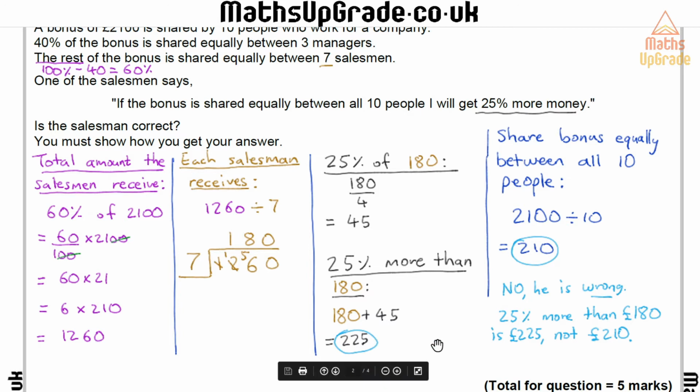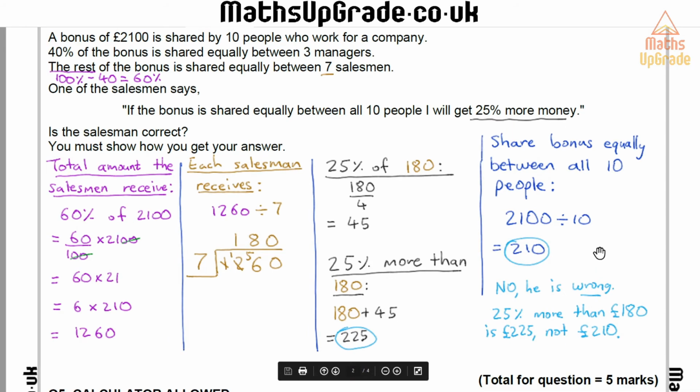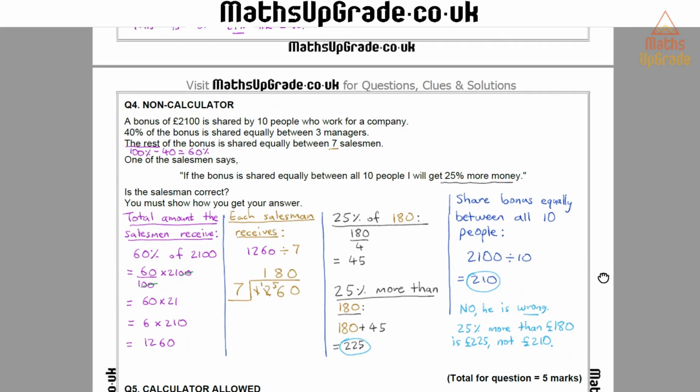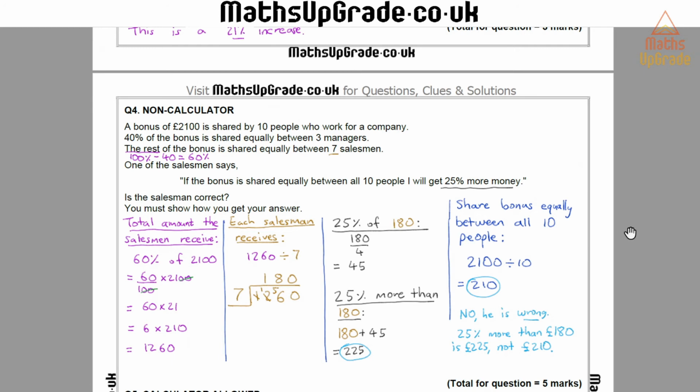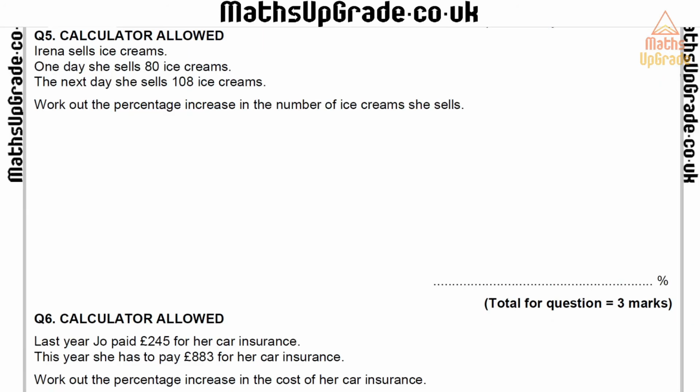So let's see if he's right or wrong. Well, no, he's actually wrong. 25% more than 180 is 225, not 210. So we've answered that original question there, we've shown all our working, and we've got 5 marks for that question. The rest of the questions in this booklet are all calculator questions.